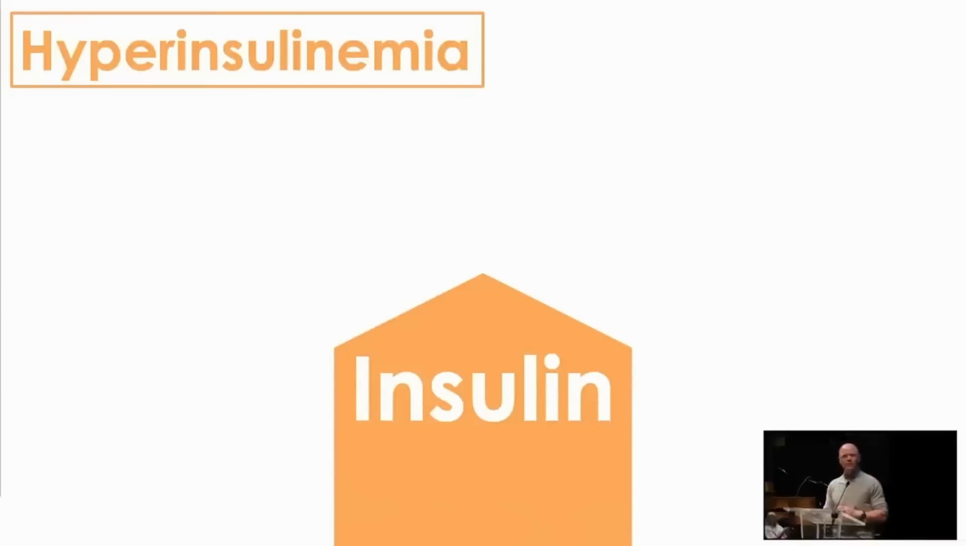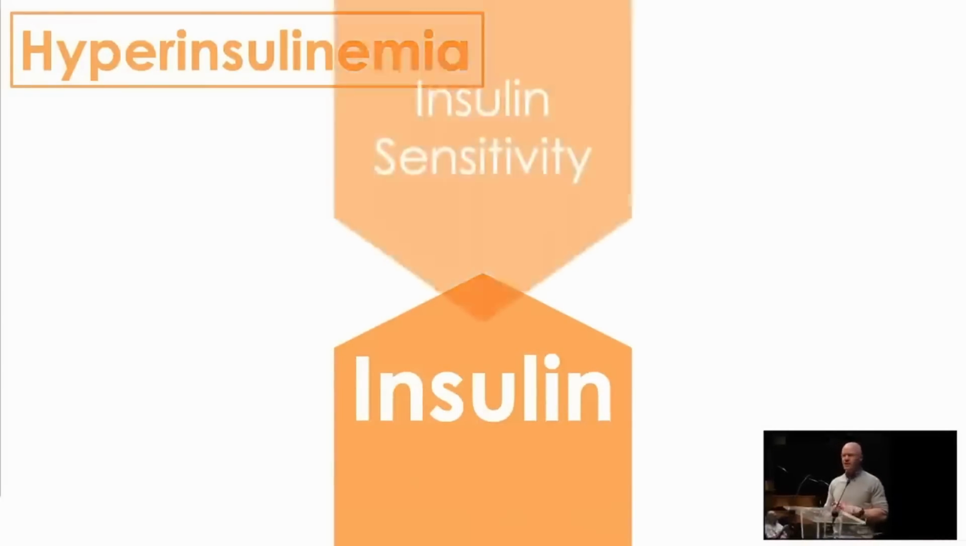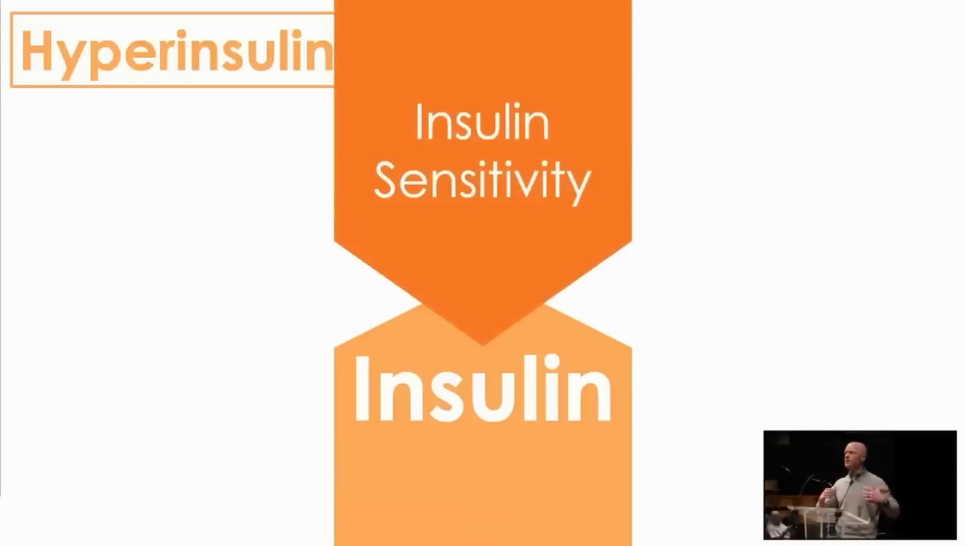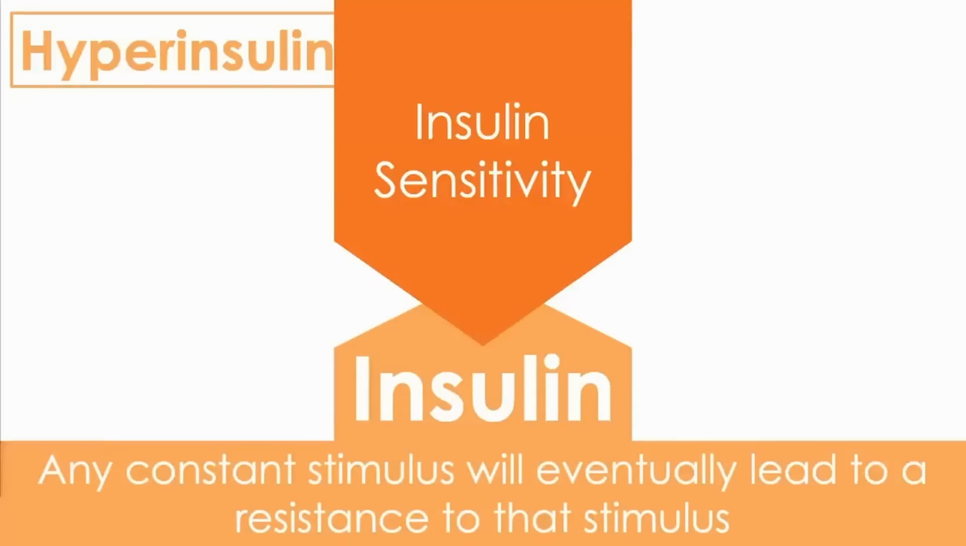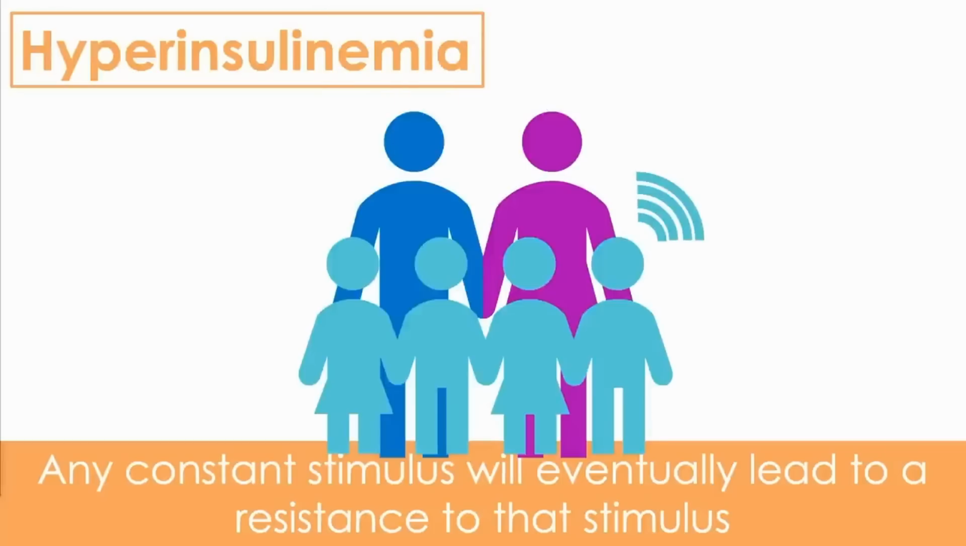Now, in this scenario, too much insulin, as the body is flush with insulin, it becomes increasingly less sensitive to insulin. And this is reflective of a fundamental biological principle. It doesn't matter what we're talking about in life, too much of something will result in a resistance to that something. Now let me give you a funny little analogy.